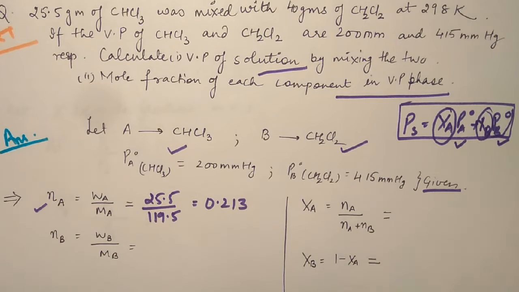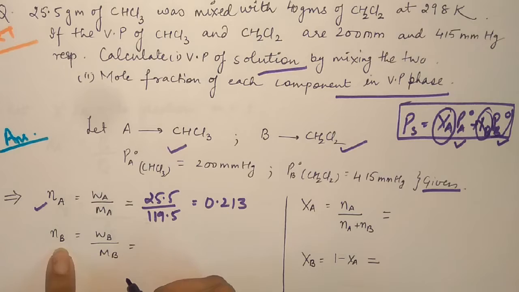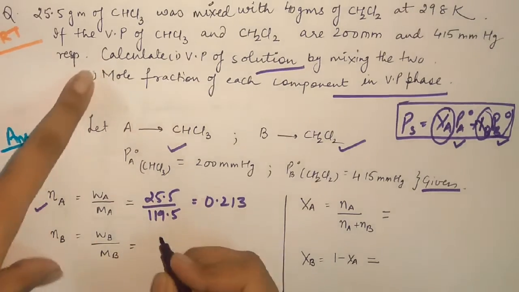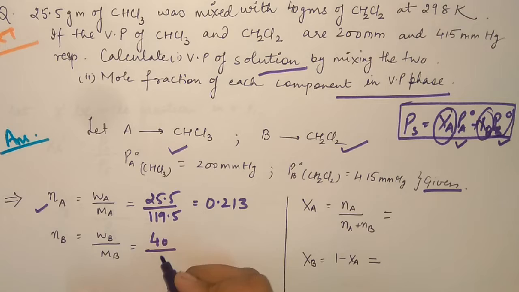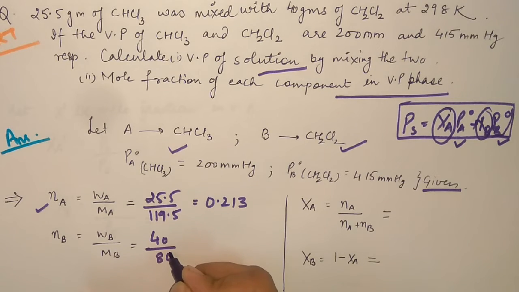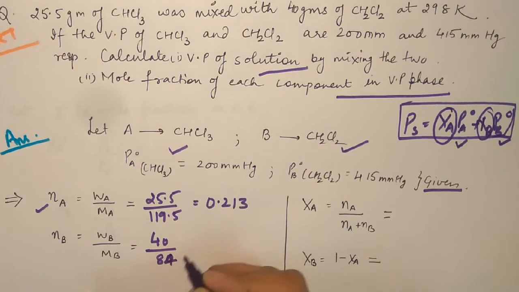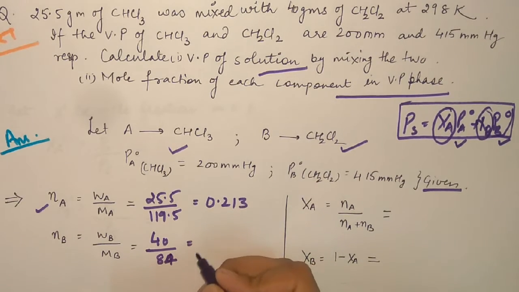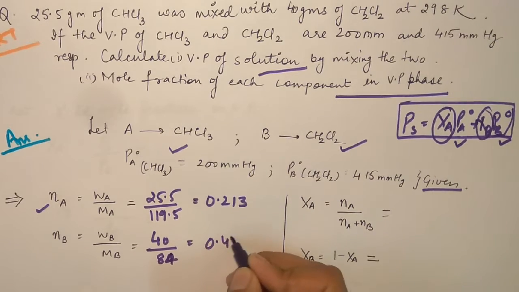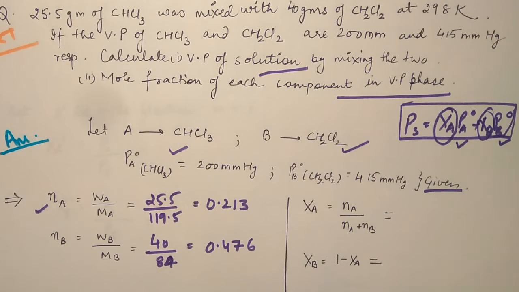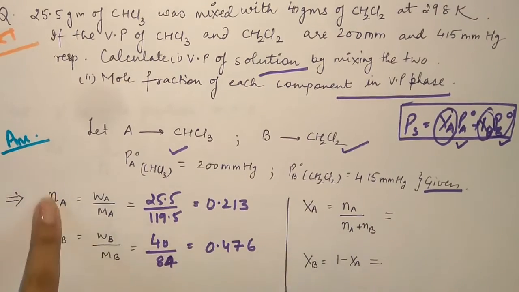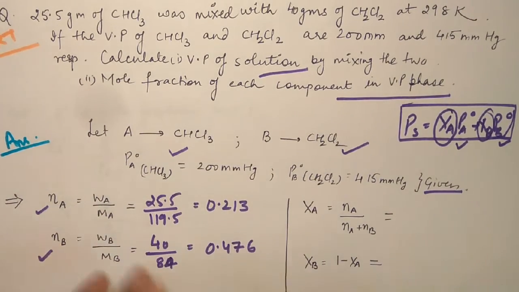So now we have calculated Na, the number of moles of A, that is CHCl3. Similarly, we will calculate the number of moles of CH2Cl2. The given weight is 40, and the molecular weight of CH2Cl2 is 84. When you divide the two, you will get 0.477 or 0.476, something like that. So this is Na, this is Nb, the number of moles of A and B we have calculated. Now using these we can easily calculate XA.